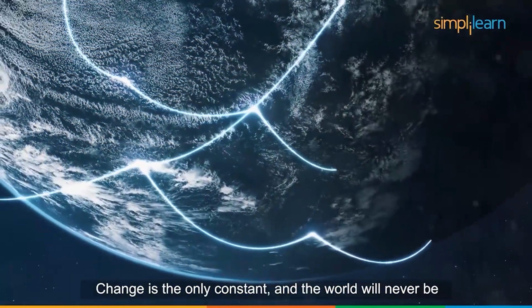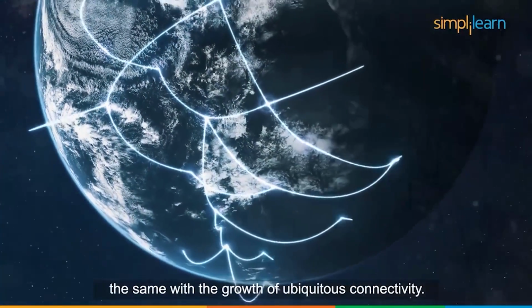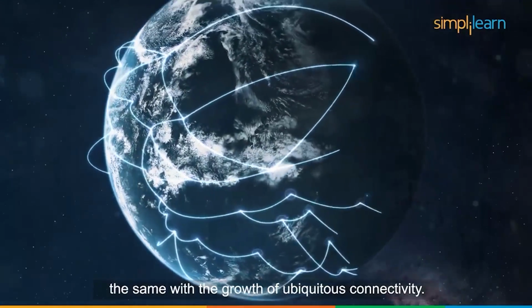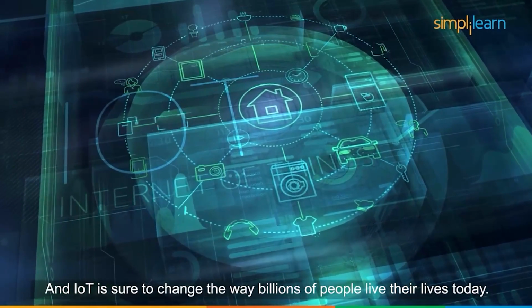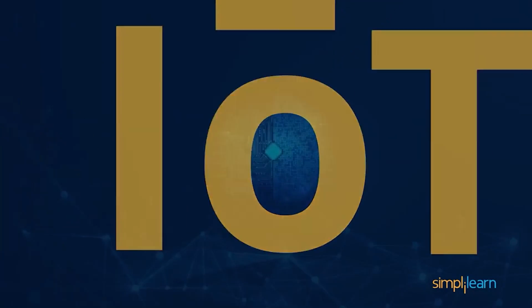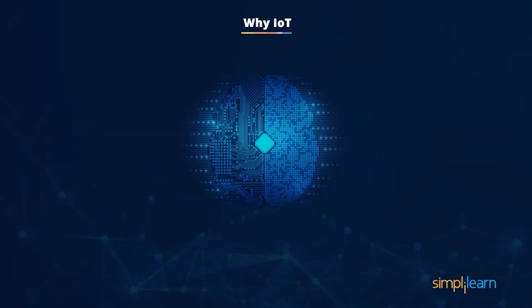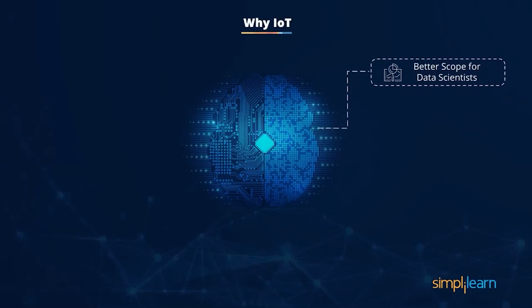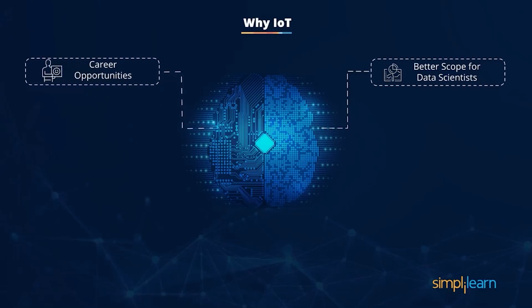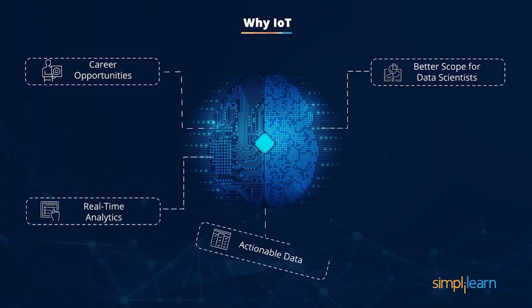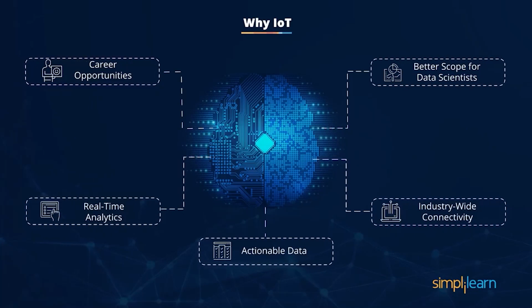Change is the only constant, and the world will never be the same with the growth of ubiquitous connectivity. And IoT is sure to change the way billions of people live their lives today. The wide Internet of Things. As a learner, you should learn IoT, as it provides better scope for future data scientists, as well as promising career opportunities. You can also build and manage your own IoT for your home. As a company executive, you should learn IoT, because it will help you measure everything in the business. You also get real-time metrics, actionable data, and better connectivity across industries.